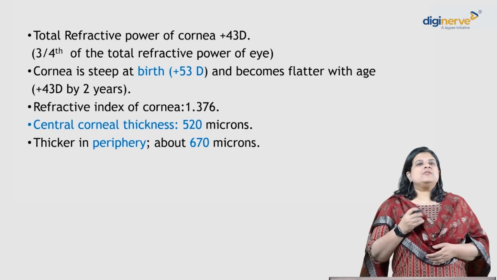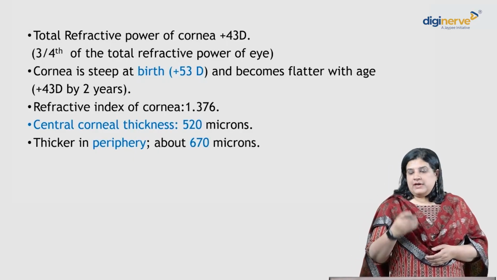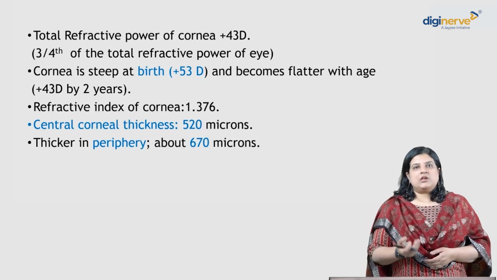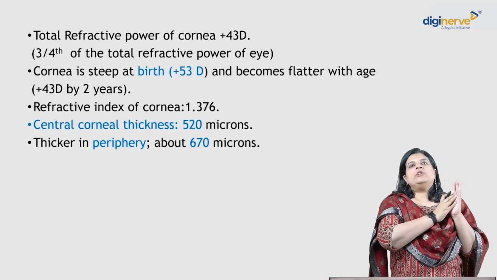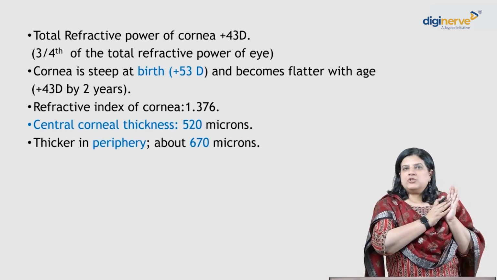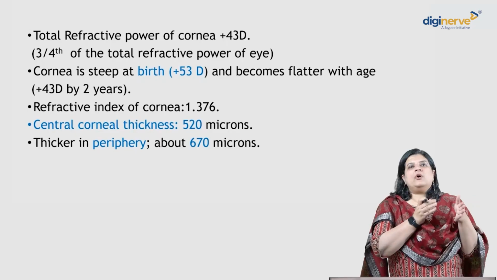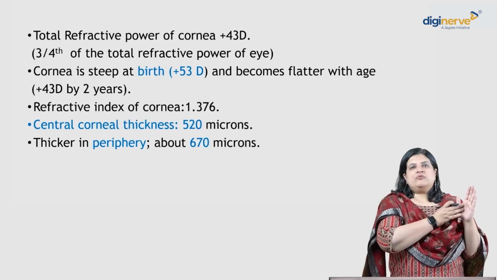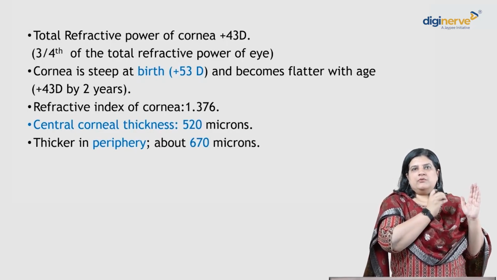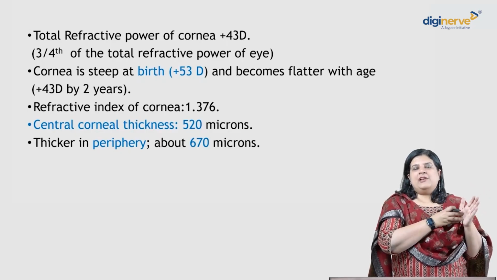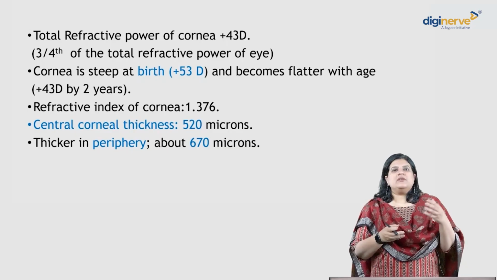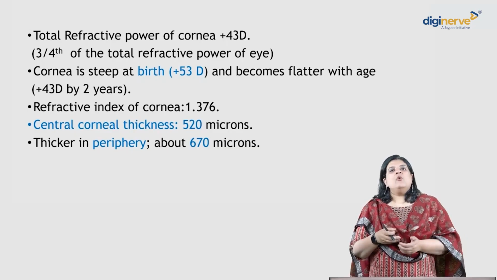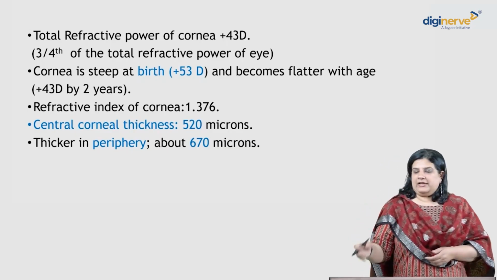Now the relevance of central corneal thickness comes in terms of measuring intraocular pressure. Thin corneas are more likely to be compressed when we take an intraocular pressure using an applanation tonometer, unlike thick corneas, for which you will require an extra amount of pressure to figure out the exact value of intraocular pressure for that patient. So thin corneas can actually give you a fallaciously low value, while thick corneas can give you a fallaciously high value of intraocular pressure.